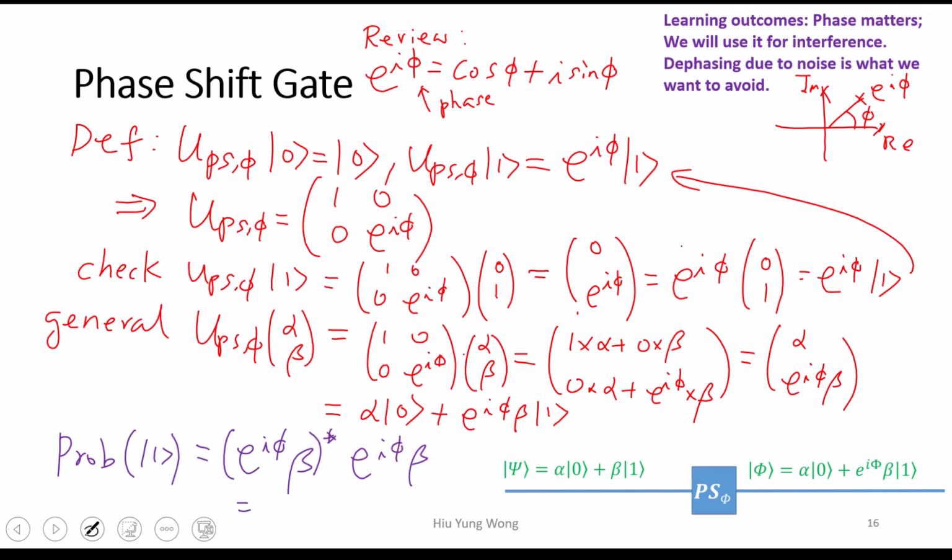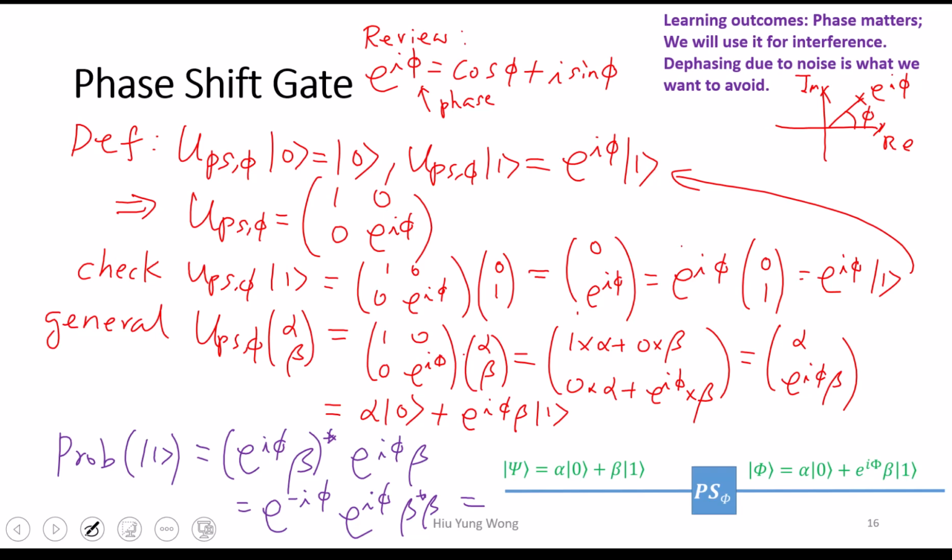What is the complex conjugate of e^{i phi}? e^{-i phi}. Yeah, very good. If you are not sure, look at this definition. I put a negative in front of the imaginary part, then it becomes plus i sine of negative phi. Cosine of negative phi is cosine phi. So this is e^{-i phi}. Go back to make sure that you understand this. Times e^{i phi}, because I do have e^{i phi} here, and then times beta star beta.